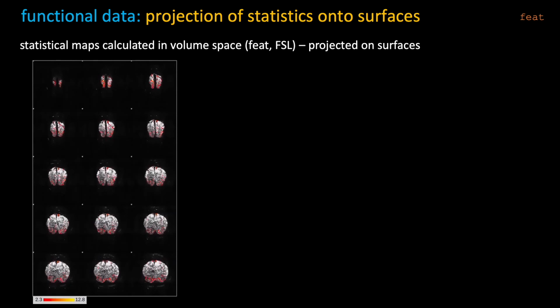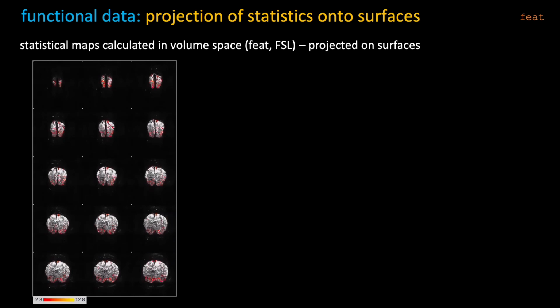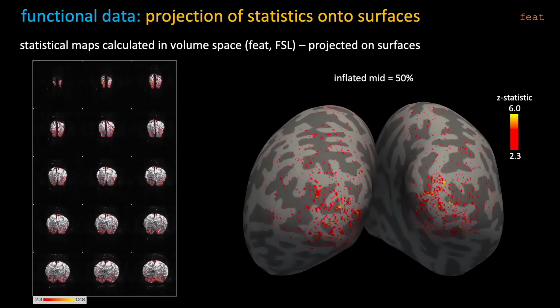So this is an outcome of FEAT for one run. This was a visual task, so there is some activation there. It seems to be in the correct place. It seems to be well matched to our paradigm, at least in this one example voxel. So what we can do is project this z-statistic onto our inflated surfaces. This is actually the z-statistic at mid-depth, but it's projected on the inflated surface, taking advantage of this topological correspondence.